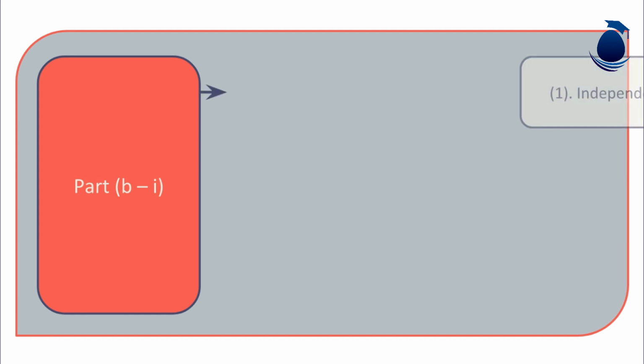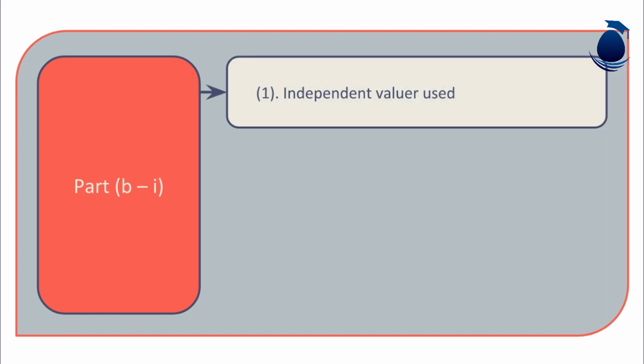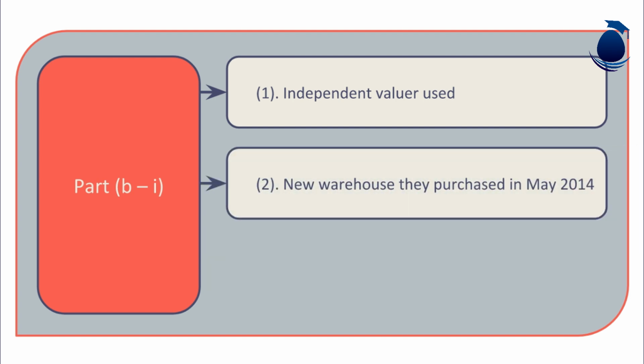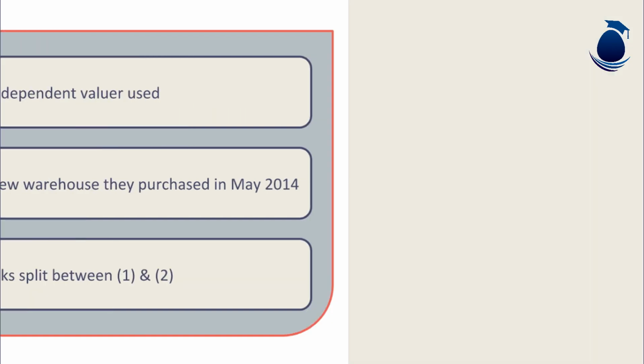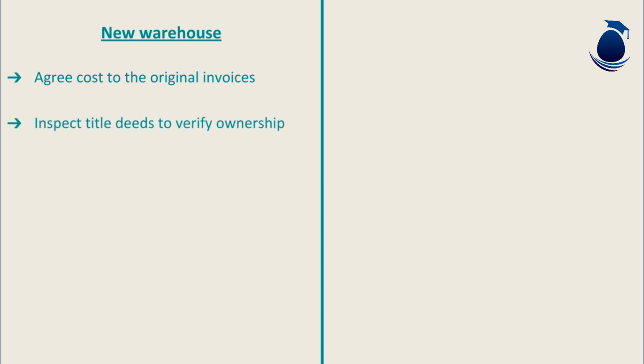Jackdaw has used an independent valuer to revalue a number of properties in the year. Plus, they have a new warehouse that they purchased in May 2014 during this financial year. For 6 marks, you can split your ideas between the new warehouse and the total of the land and buildings being revalued. For example, for the new warehouse, you could agree the cost of the new warehouse to the original invoices to verify accuracy. The auditor would also inspect the title deeds of the new warehouse to verify whether it is owned by Jackdaw. The depreciation is charged on a pro rata basis.